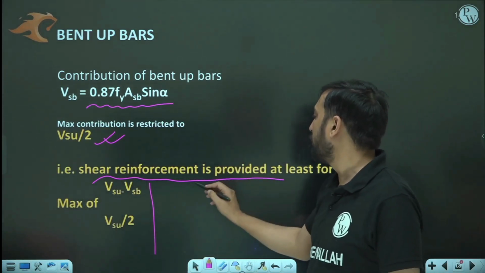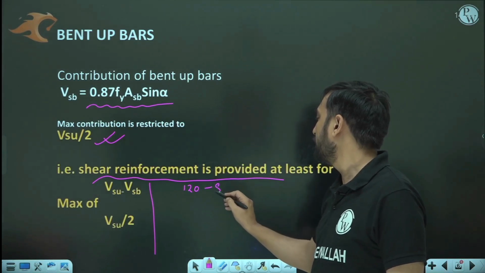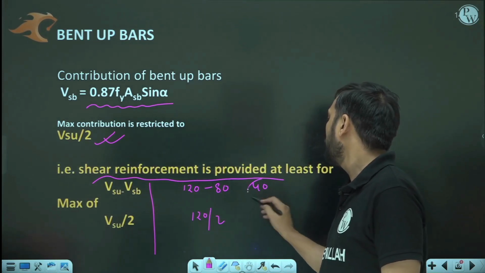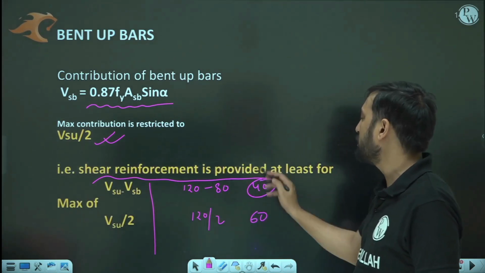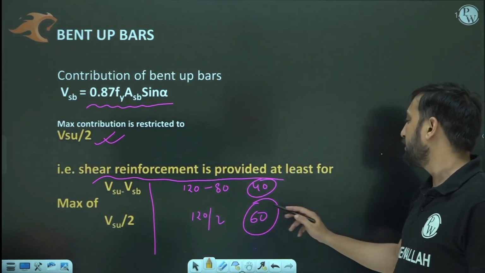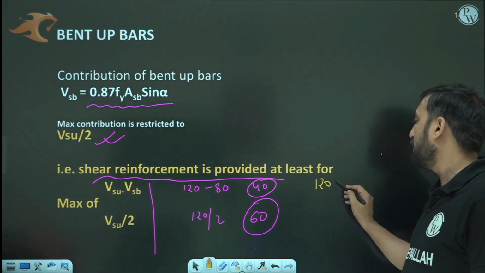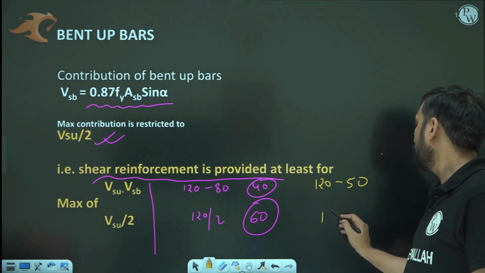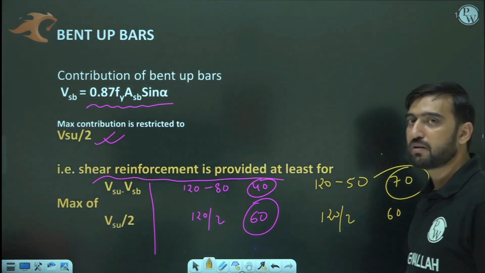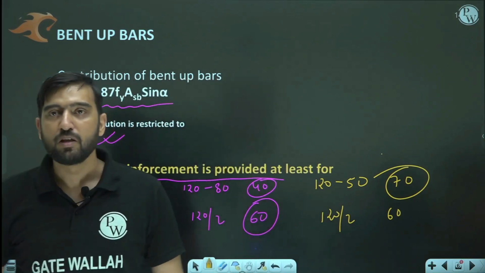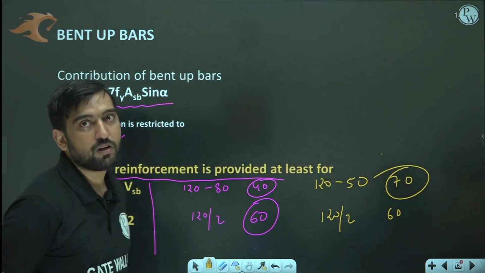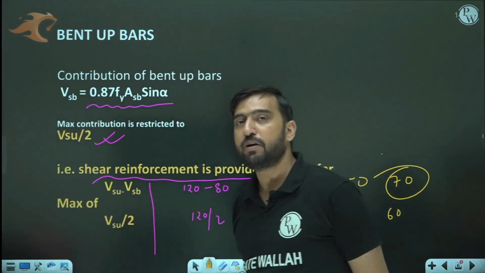So VSU was 120, VSB if it is 80, and VSU by 2 is how much? It is 120 by 2. So it is coming out to be 40, and the other is 60. So we will be providing shear reinforcement for 60 as I told you earlier. And in the second case, VSU is 120 and VSB is 50, so it is 70, and the other is 60. So this time I have to provide shear reinforcement for 70 kilonewton. Okay. So if you are obeying this rule, then you will not be committing mistakes in the calculation of the amount of shear reinforcement required, isn't it?